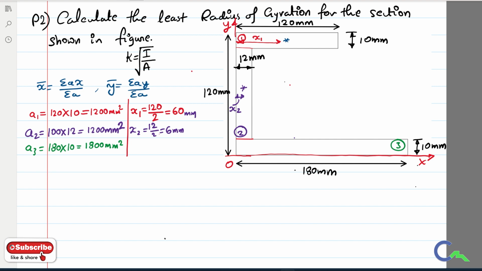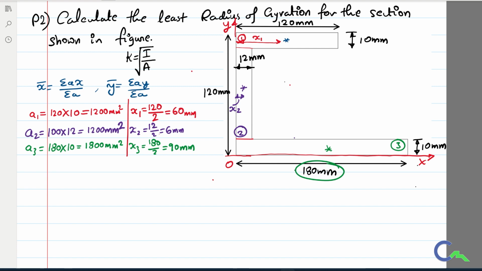Okay, so I want the x3 distance, that is the distance from the OY reference axis to the centroid of the third component. The overall width is 180 mm, therefore 180 divided by 2, I can say that is 90 mm. So I calculated x1, x2 and x3. Similarly, I have to calculate y1, y2 and y3.